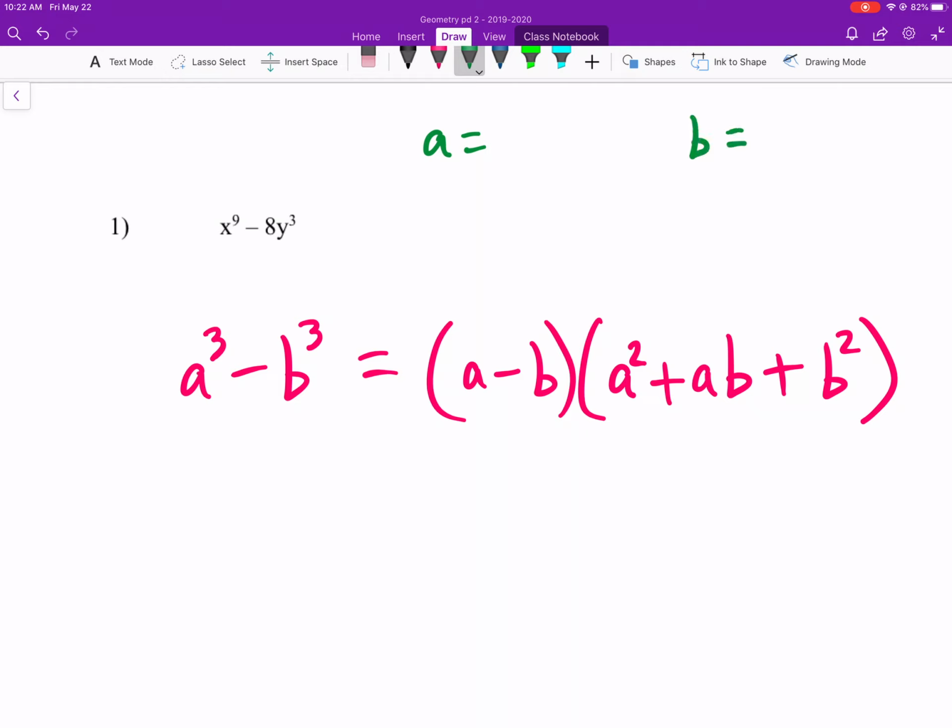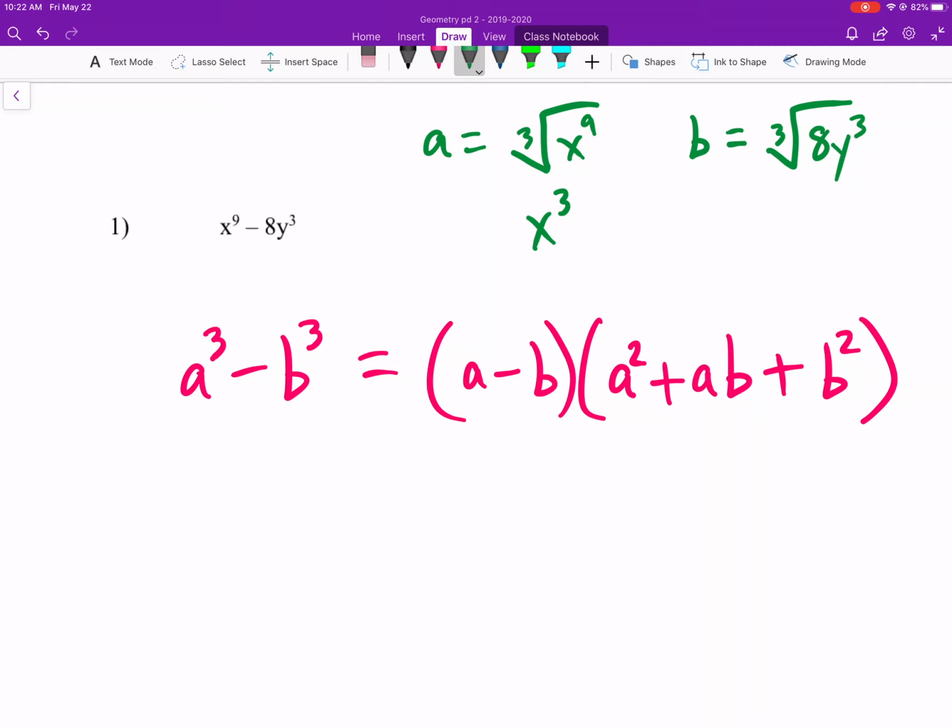Essentially A is the cubed root of x to the 9th. And B is the cubed root of 8y to the 3rd power. So for A here, what times itself, 3 times, is going to give you x to the 9th power? That would be x to the 3rd, because x to the 3rd times x to the 3rd gives you x to the 6th, times x to the 3rd again will give you that x to the 9th.